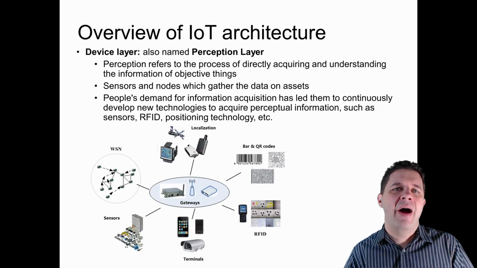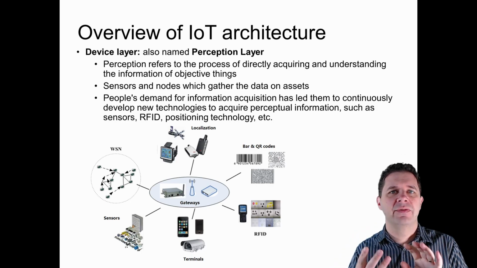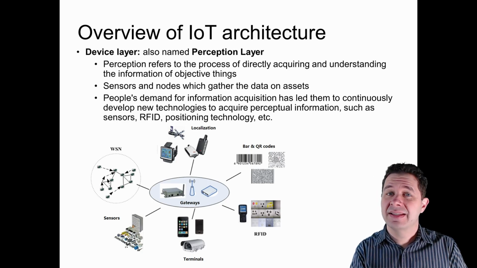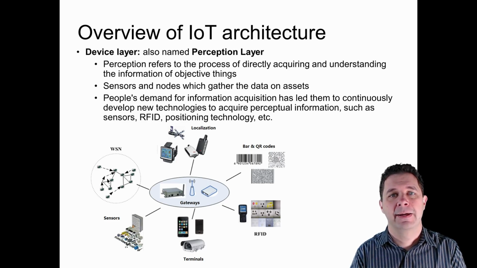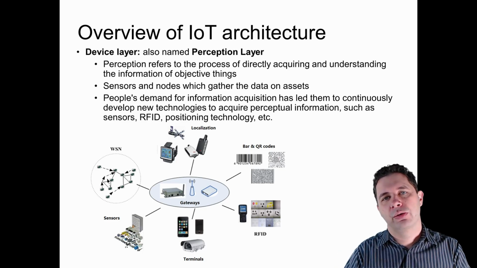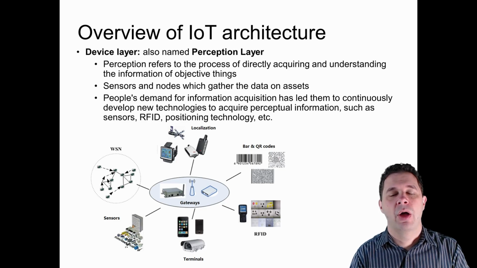Now, sitting above our asset layer is our device layer. And our device layer, which is also sometimes called the perception layer, is the layer that interfaces with the asset layer with those sensors and actuators that I talked about previously. So it's trying to measure things and gather data on those assets and then send that data on through our networking that we'll cover in a moment.